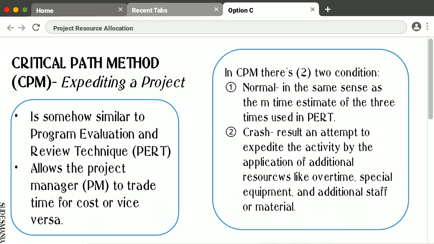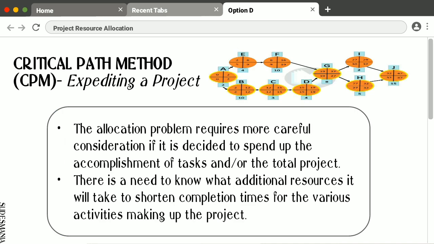But much of the decision making is, in practice, relegated to the common methods of standard practice and rules of thumb. Next, the allocation problem requires more careful consideration if it is decided to speed up the accomplishment of a task and/or the total project. So, it is important to come up with detailed estimates for all the project cost. Once this is compiled, you adapt the cost estimates into a budget plan. It is now possible to track the project according to that budget while the work is ongoing.